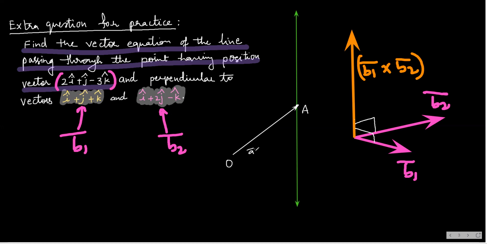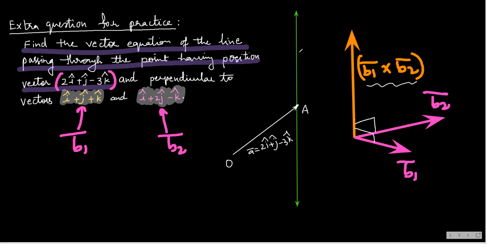They give me A bar. What is A bar they have given? The A bar is 2i cap plus j cap minus 3k cap. Okay, so I will find out b1 bar cross b2 bar the way we found in the earlier problem. After finding b1 bar cross b2 bar, this vector is the one which is parallel to the given line.